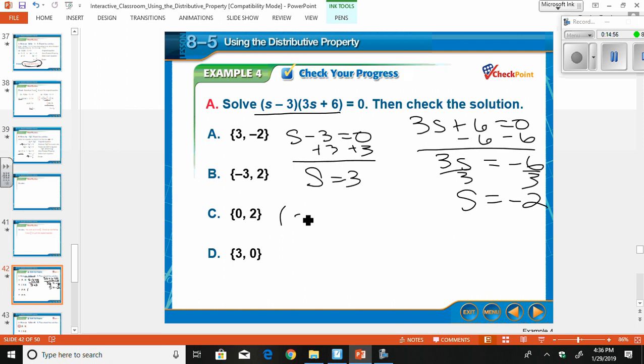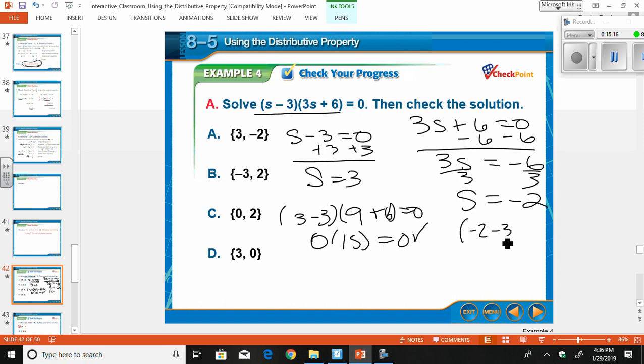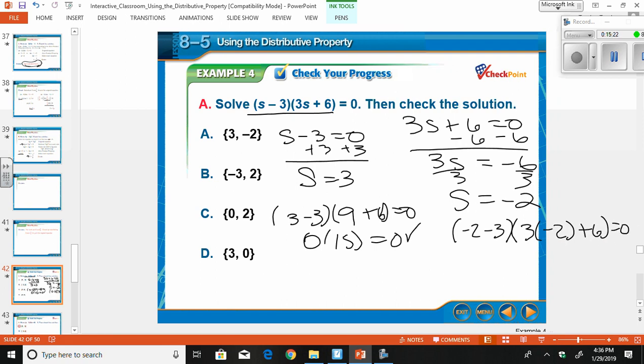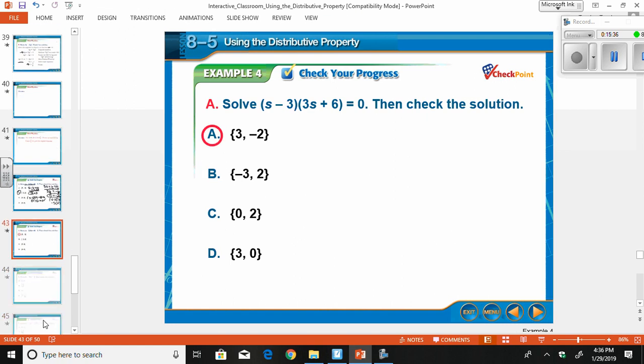So we would get 3 minus 3, times 3s plus 6 equals 0, so we get 0. Whoops, this is 3 times 3 is 9, times 15, and that equals 0. And then we would put in a negative 2, so we get negative 2 minus 3 times 3 times negative 2 plus 6 equal to 0. So that's negative 5 times, this is negative 6 plus 6, which is 0. So this one works. They don't always work out, so make sure you check. So we have a root of 3 and a root of negative 2. So B, they put it in numerical order, negative first.